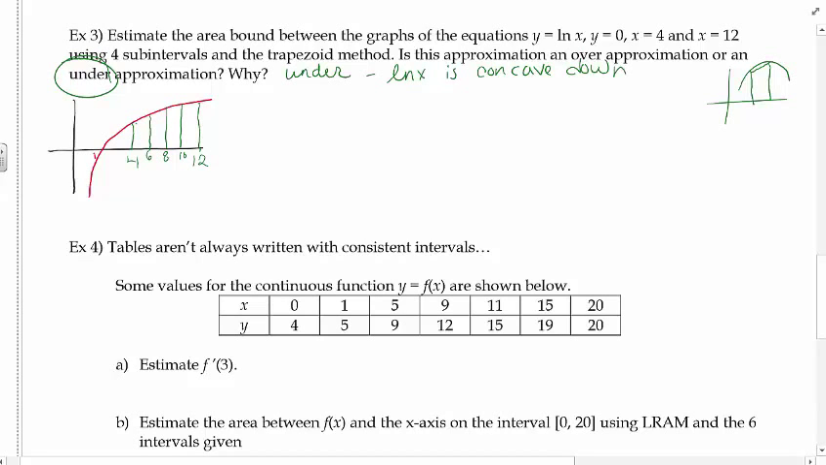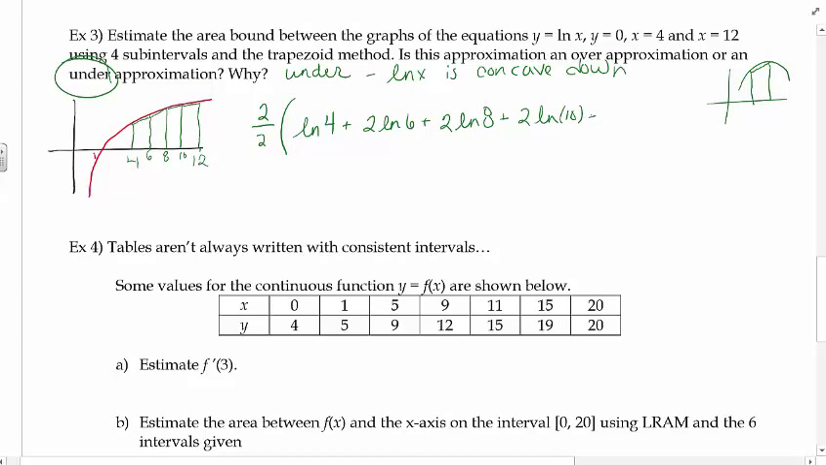I'm going to connect the dots here. And since those are all equal width intervals, I'm going to have h over 2 times the first height, which is at 4, so that's going to be ln 4, plus 2 times the second height, which is ln 6, plus 2 times the third height, plus 2 times the fourth, plus 1 times the last.